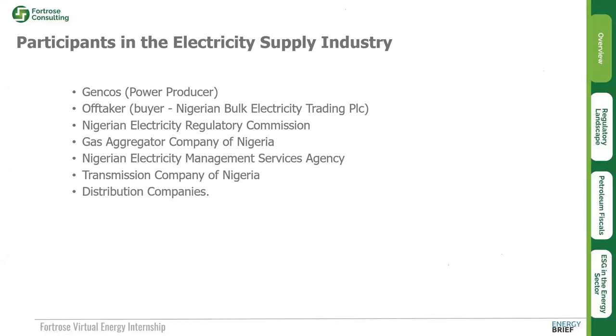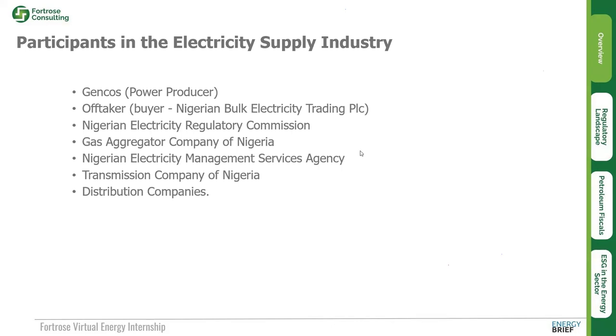to distribution companies. But I think I have to elaborate for your knowledge, let me elaborate on the distribution companies that we have. So the government, you know, there was a privatization process sometime between 2013 and 2014, where the distribution segment was privatized. And we have 11 distribution companies now.